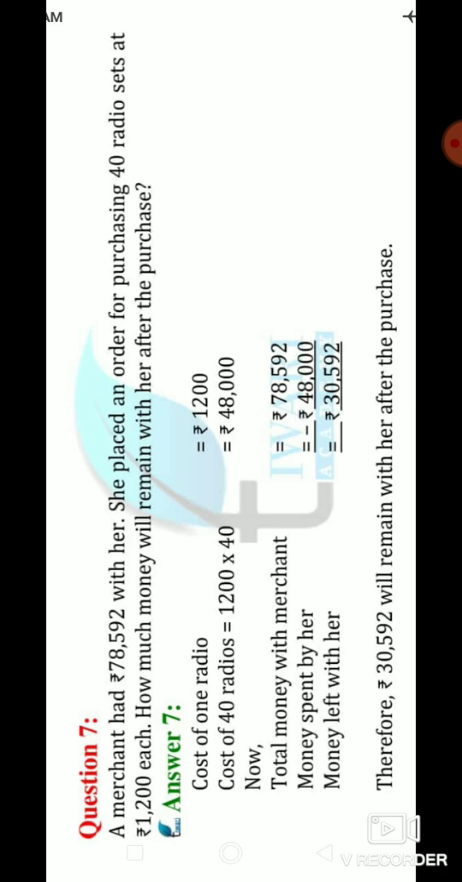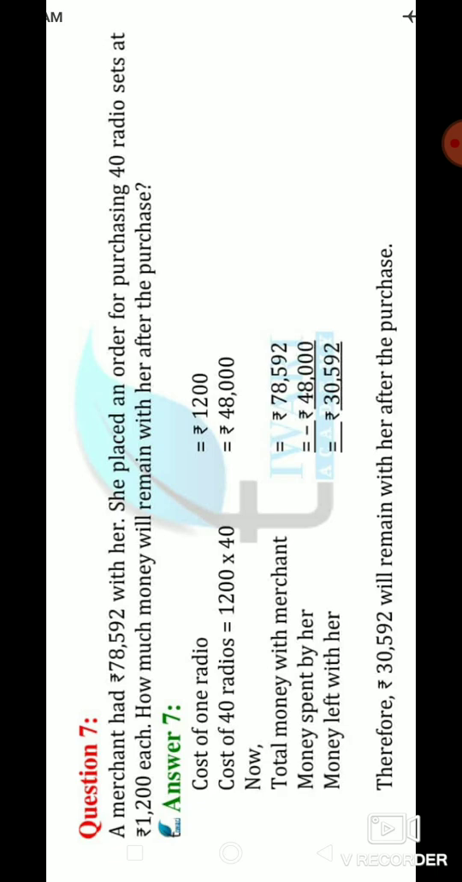So 12 into 4. 12 4s are 48. Therefore the zeros you have to write here as they are. Then 12 into 4, 12 4s are how much? 48. Therefore 48,000 rupees. Therefore the cost of 40 radio sets is equal to how much?